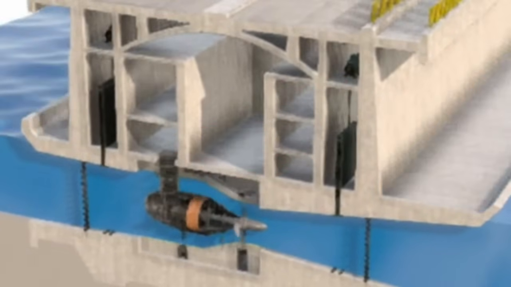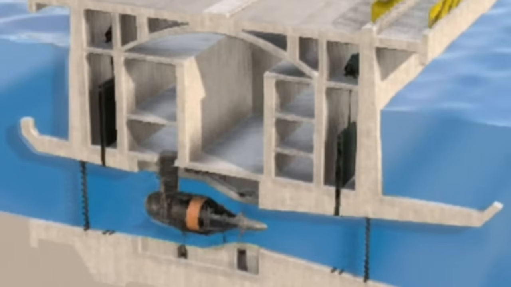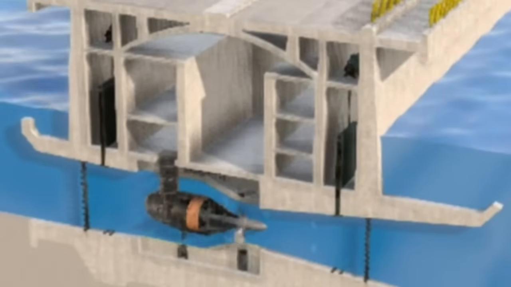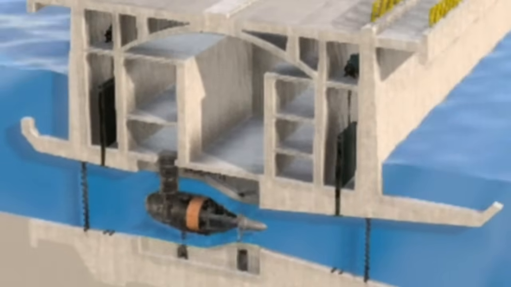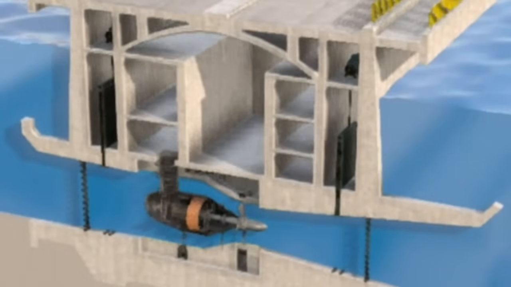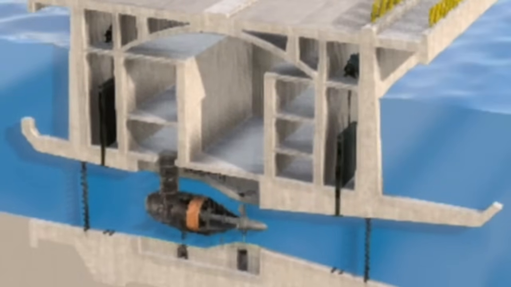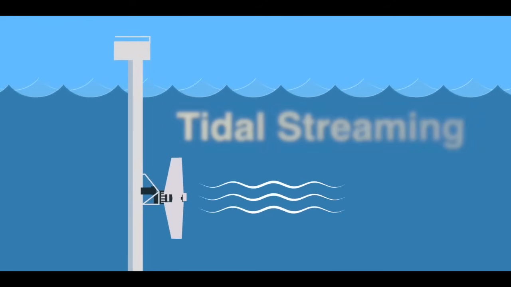But there is one more way of actually getting energy out, and that is by just putting a turbine into a strong current. We're now going to look at that, and its name is streaming, so it's tidal streaming power. So let's take a look at that.